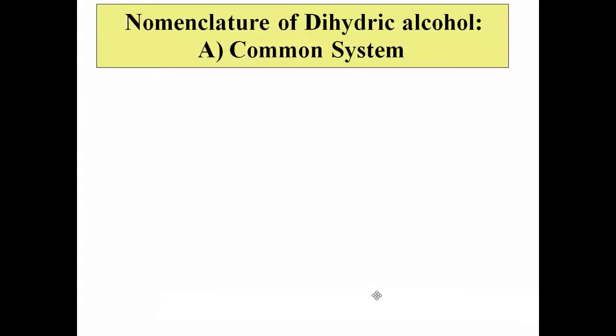In the introduction we will see one more point, the nomenclature system. First, the common system: how the dihydric alcohols are named by using the common system. Let us see an example of dihydric alcohol. First one is CH2OH, CH2OH. Suppose that two OH groups are present on the adjacent carbon, then the name of the dihydric alcohol is obtained from the name of the parent alkene.